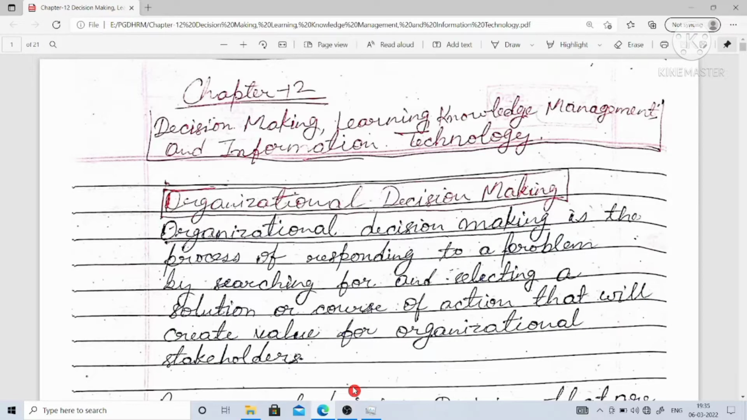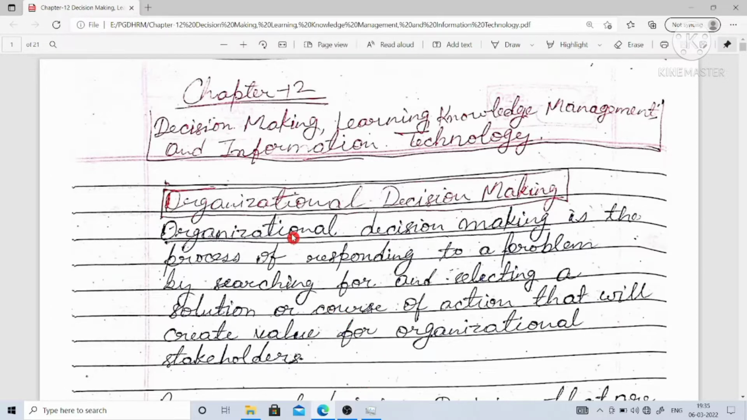Hello friends, in this video I will explain the 12th chapter. This chapter is related to decision making, learning, knowledge management and information technology. So how different types of decisions are made in the organization, and the different ways by which organizations learn. We are going to learn about all these things today.